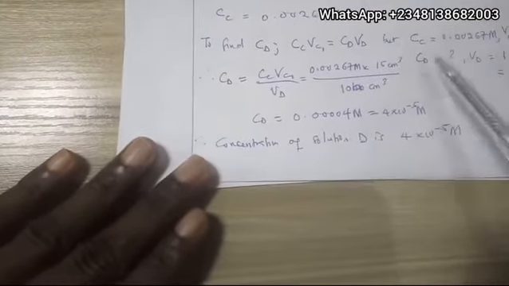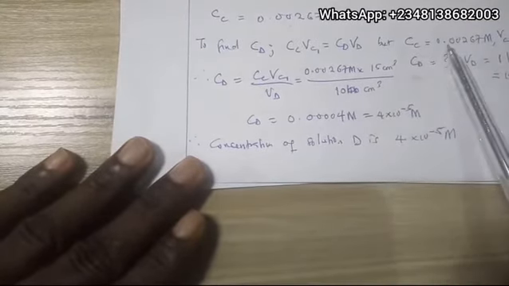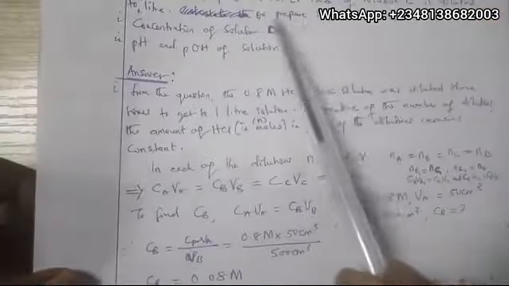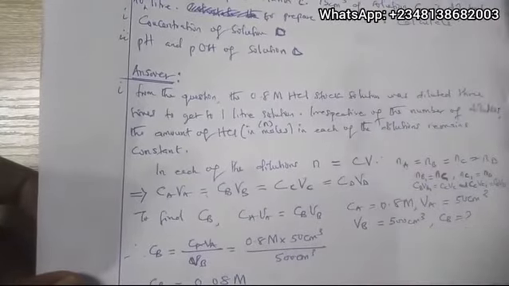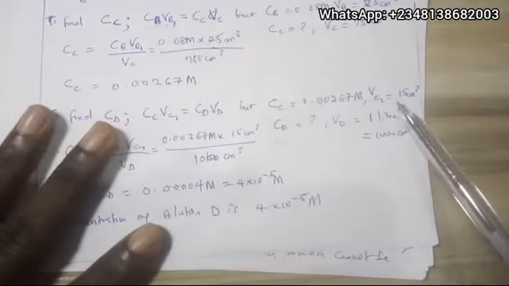So Cc, we have gotten it here to be 0.00267 mole per dm cube. That Vc1, see it here, is the volume that was taken. So 15 cm cube of solution C was taken and diluted. So that's why you are seeing that Vc1 is 15 cm cube.